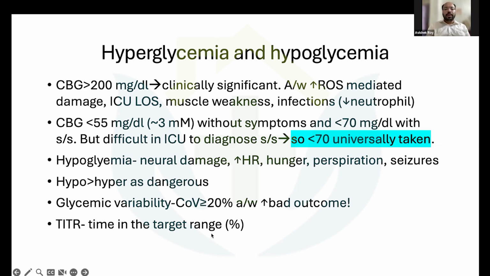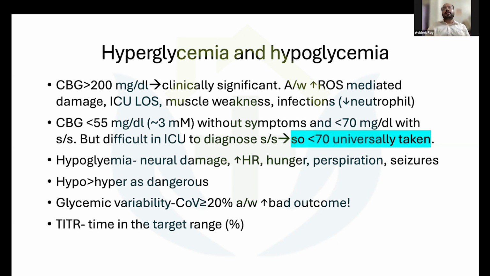So the glycemic variability itself is associated with mortality. The other thing that is important is TITR, time in the target range. Supposedly we want to keep a particular set of targets for our sugar control, say 140 to 180 or 140 to 200. The numerator is how many times you have checked the sugars and they were between the levels, divided by how many times it was actually checked. This percentage is called the TITR.